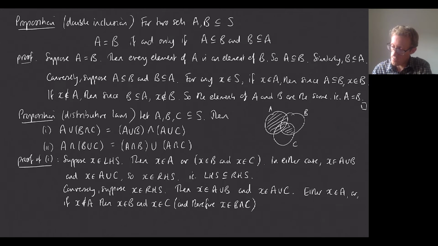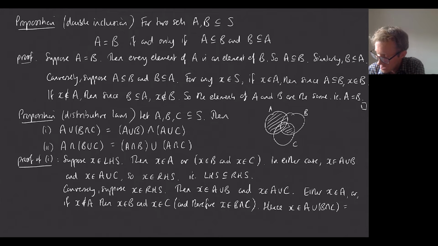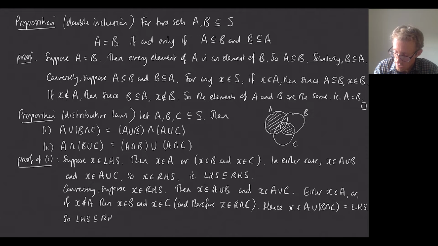And it could be in all of these things, but either it's in A, or if it's not in A, then it must be in the intersection of B and C. And that exactly means that it must be in the union of A and B intersects C. So hence, x is in A union B intersects C, which is the left-hand side. So we've shown that the right-hand side is a subset of the left-hand side. So left-hand side is a subset of the right-hand side.